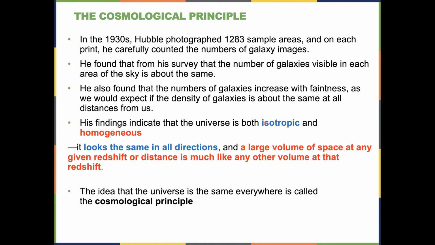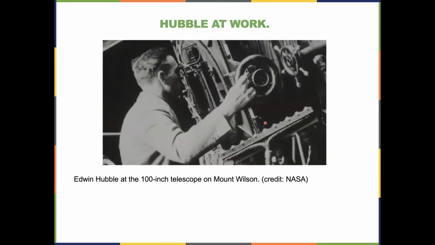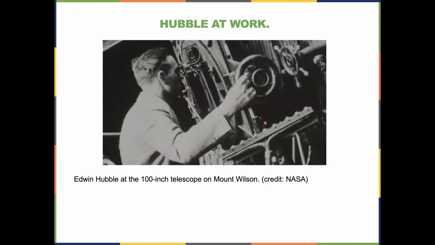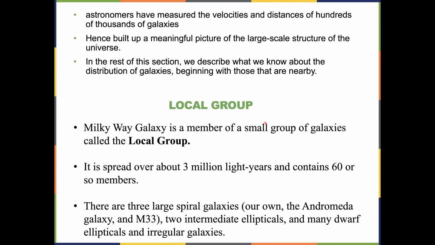And this is actually called the cosmological principle, and it is very important that you understand and remember this because this is the fundamental principle in cosmology when we study cosmology, right? That is the idea. Now, this is just an image of Edwin Hubble, who was working with his 100-inch telescope at Mount Wilson, California. Most of his findings were actually based on this telescope that he had.